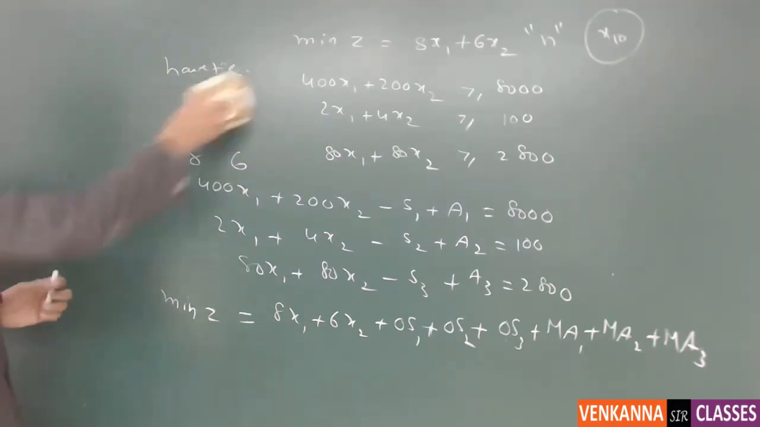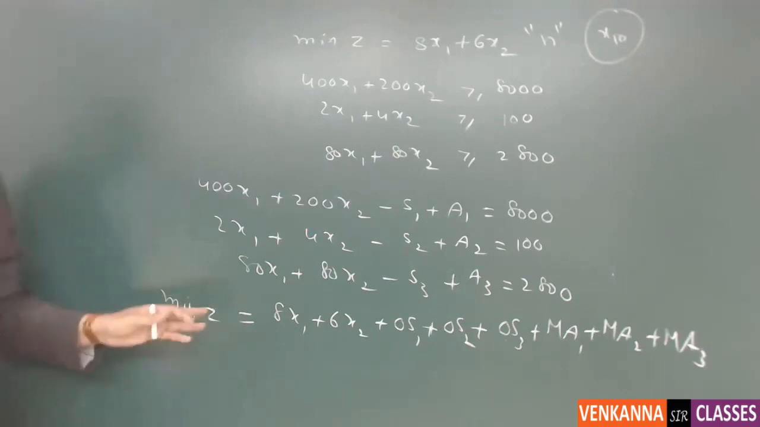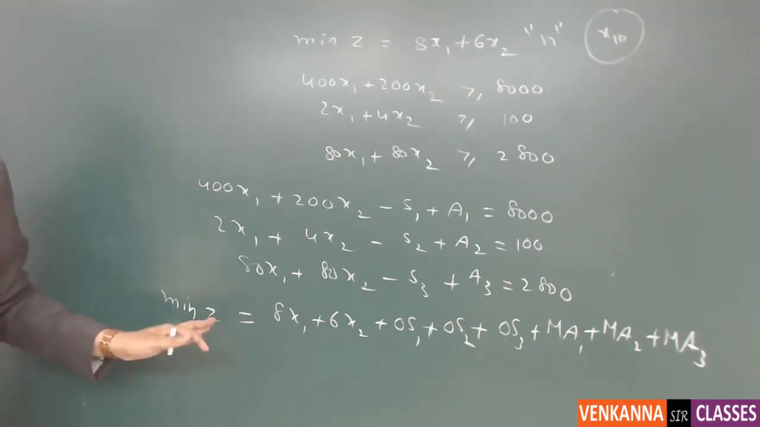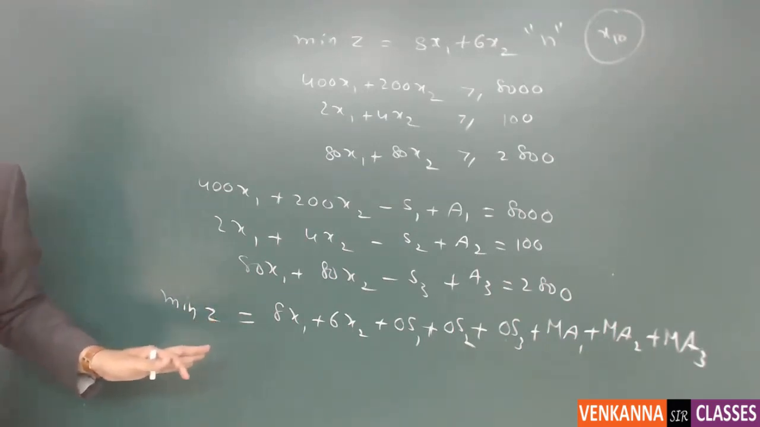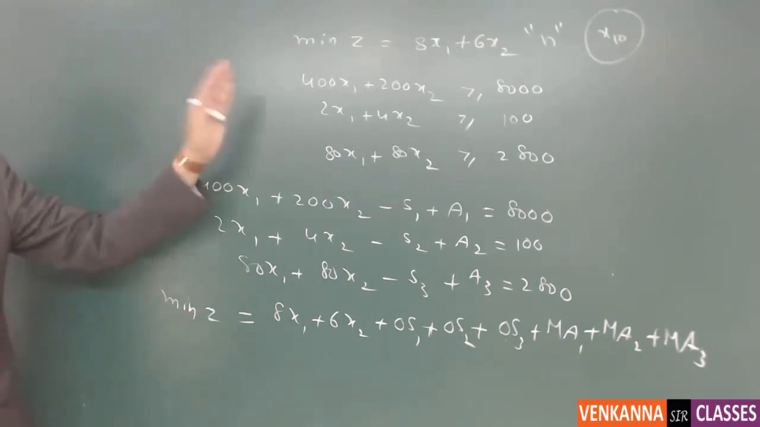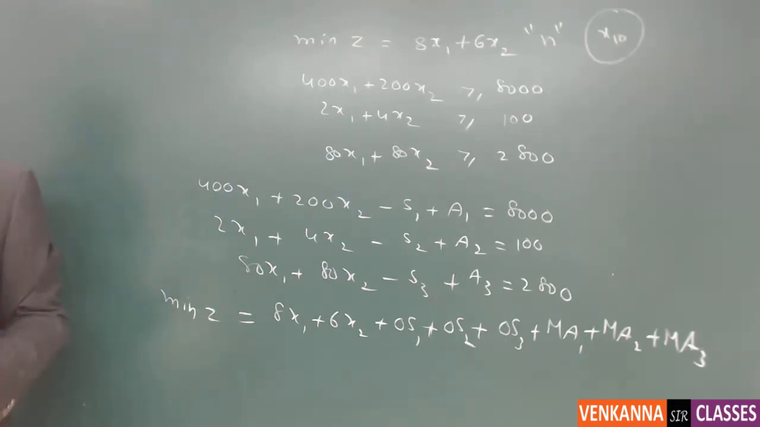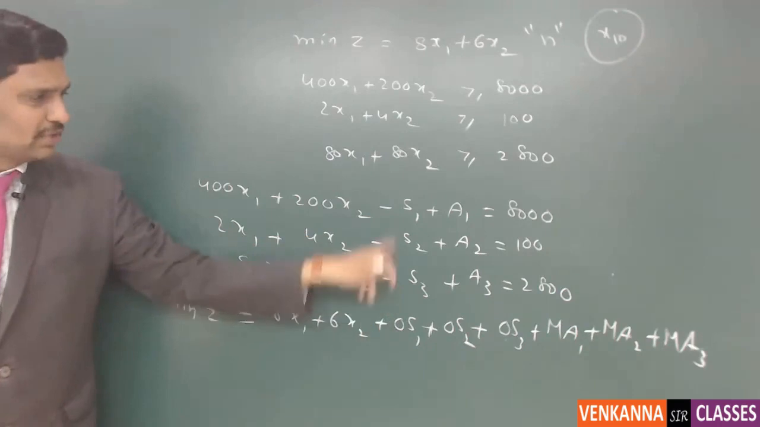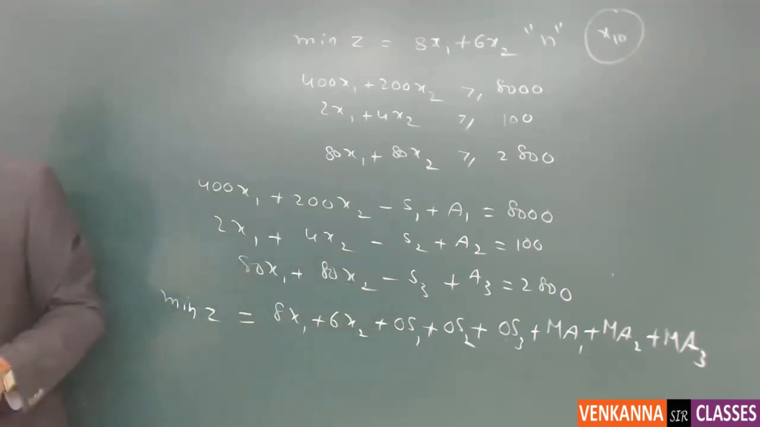Fine. So is the canonical form correct? Do you accept this? Everyone? If you are correct, then I go with the simplex table formation. Shall I? Fine. Any queries for anybody in writing this type of notation, introducing the artificial variables as well as surplus variables? Any queries to anyone?